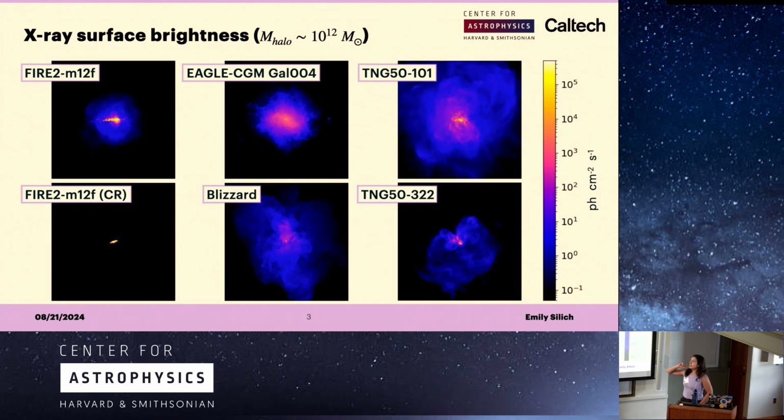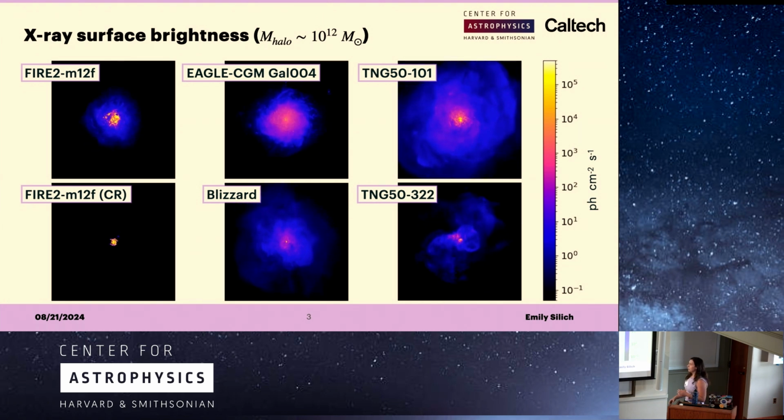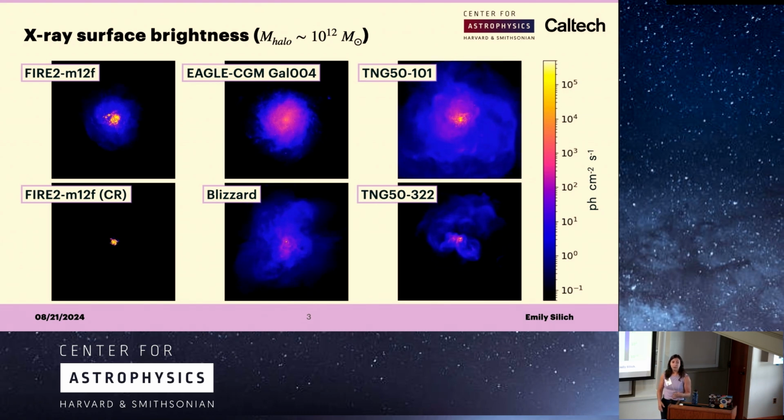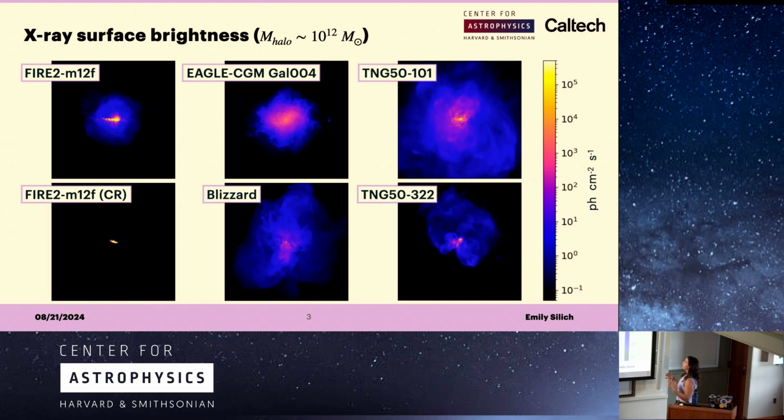on the far right. And so I'm going to play these movies, which are going to show the X-ray surface brightness in the soft energy band, just sweeping around in viewing angle. And so you can immediately see differences in what the X-ray predictions and surface brightness are for these different galaxies. The morphologies are very different.